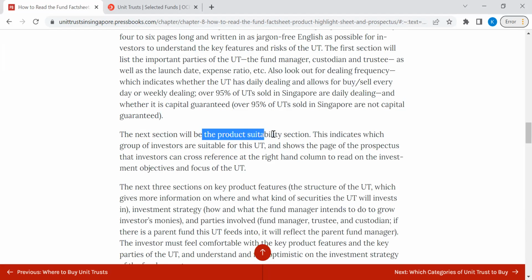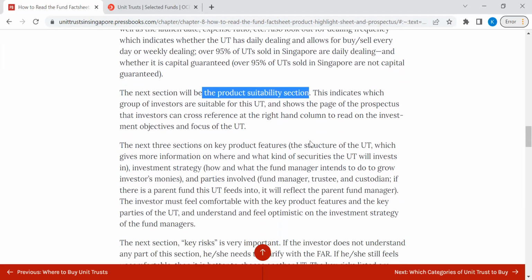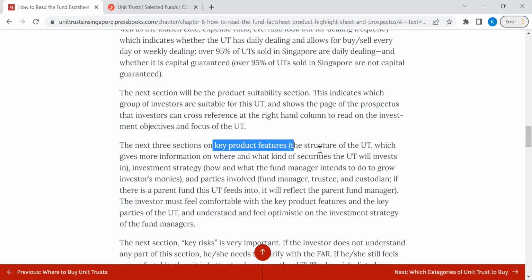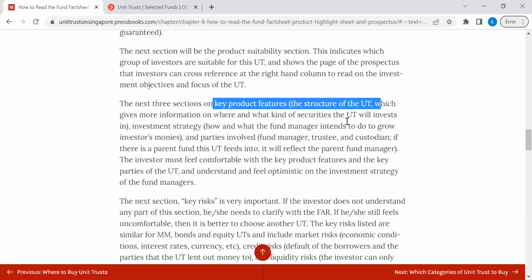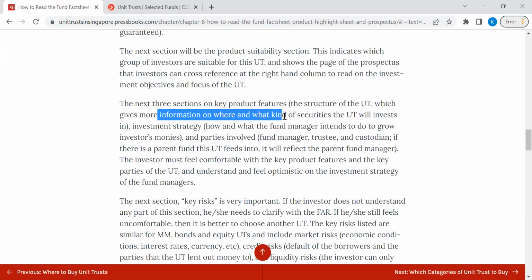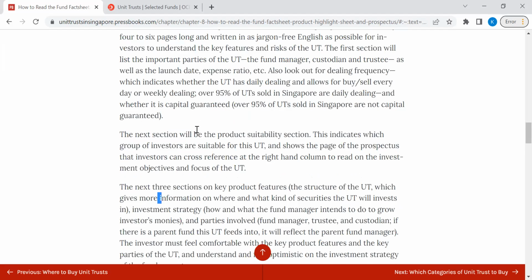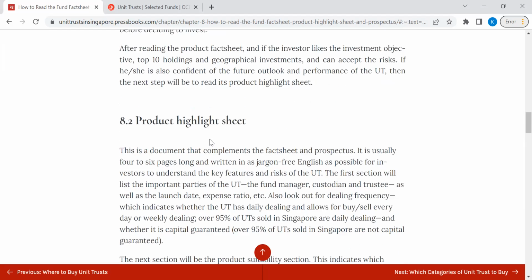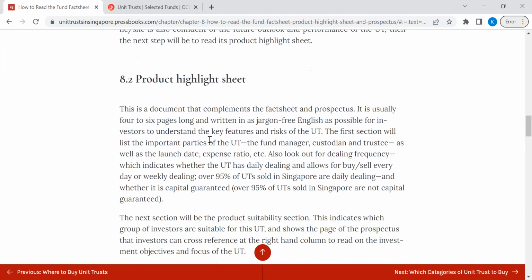It will cover a product suitability section and the key product features and structure of the unit trust, with more information on where and what kind of securities the unit trust will invest in. You can see there is significant overlap. The product highlight sheet is a simplified CV. Think of it like when you ask people to introduce themselves in 10 minutes. This is something like a product highlight sheet.